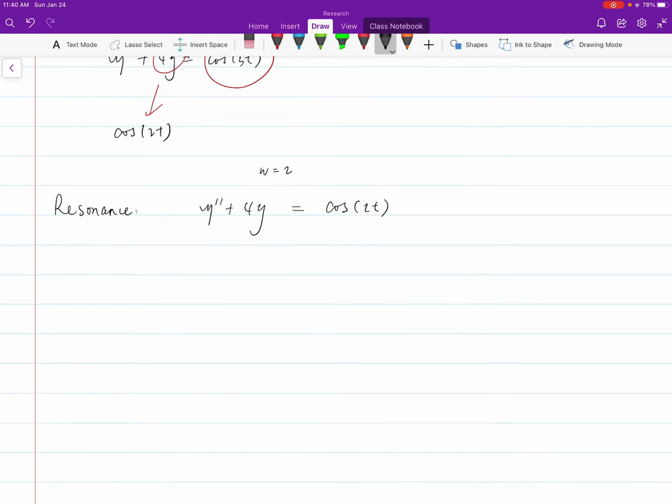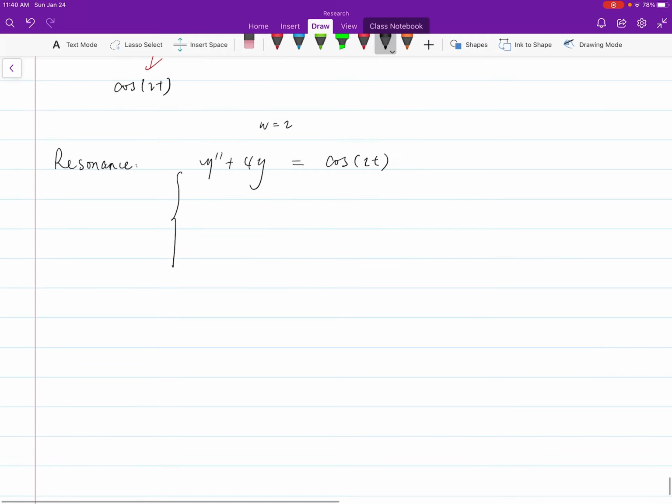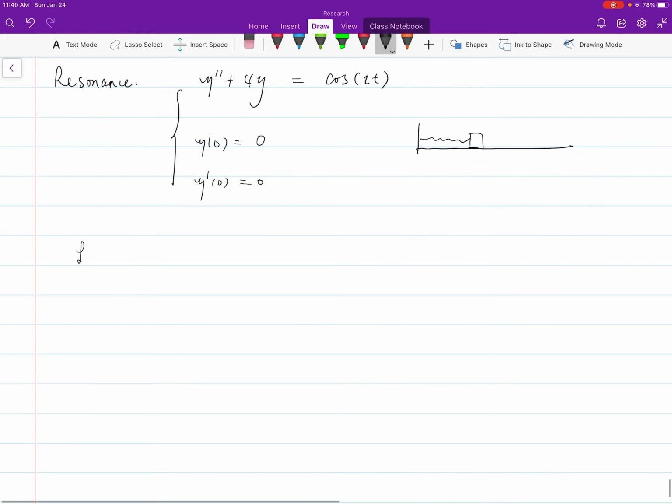What am I going to get? Well, let's try to see. Actually, let's just let y(0) equals 0 and y'(0) equals 0 for simplification. Other cases we can do, it's just going to give you a very complicated partial fraction. So let's just focus on this. What's going on? You have something which is not shaking at all, and now you give it an external force and try to see what's going to happen.